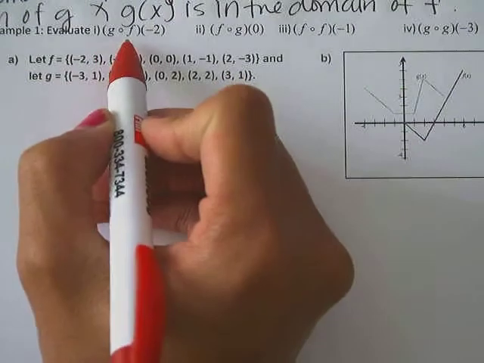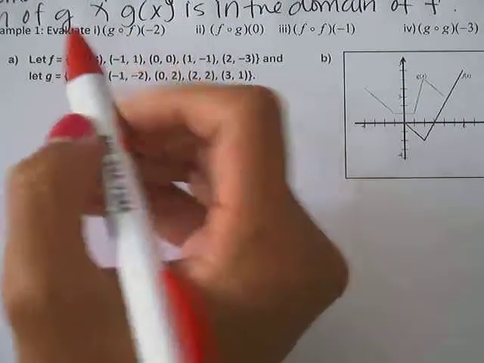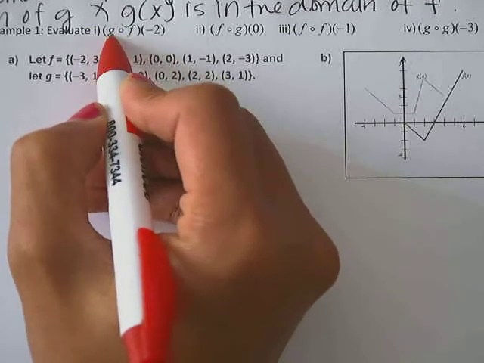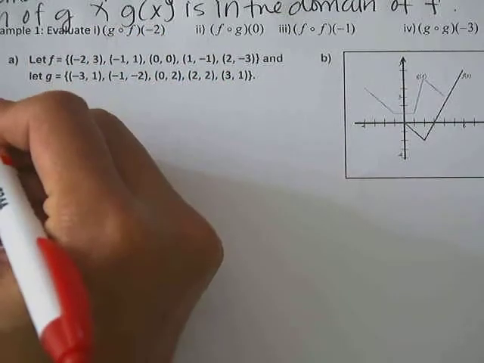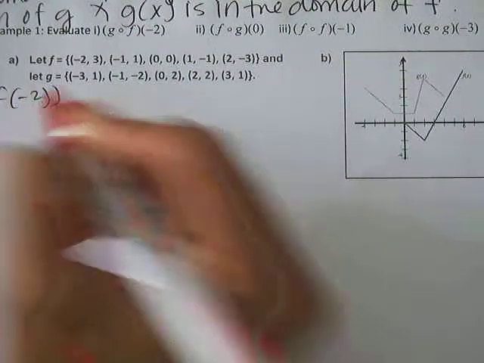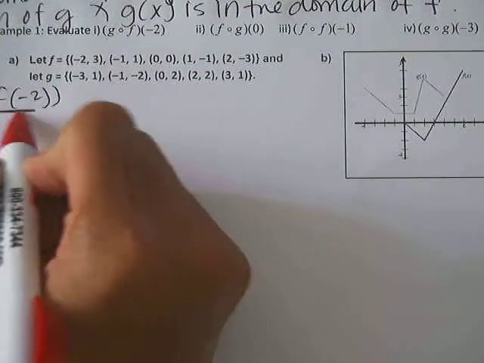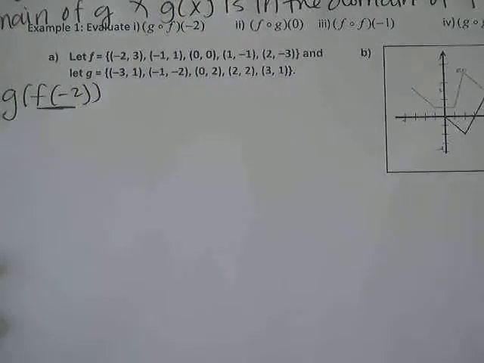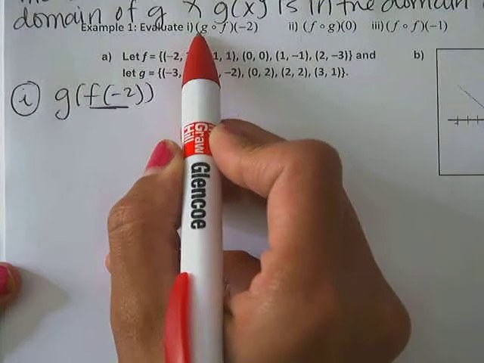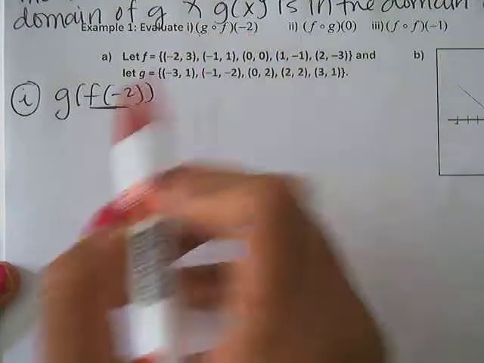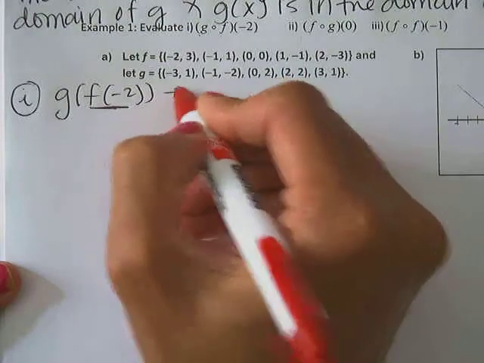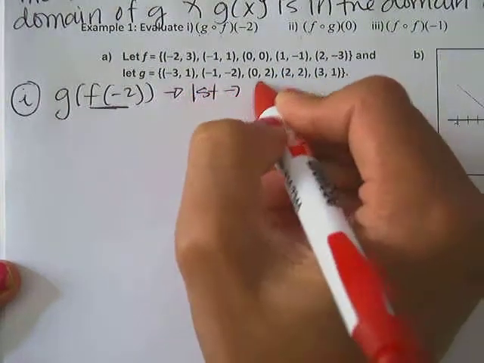By definition, 1i means g composed with f of negative 2, which is the same as g of f of negative 2. The first thing I need to find is f of negative 2.